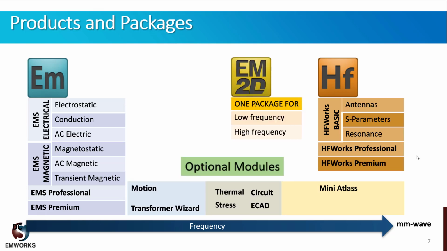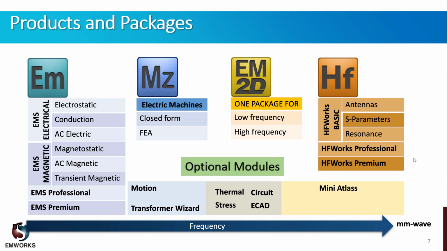HFWorks 2D is a 2D and axisymmetric electric and magnetic field modeling software for frequency ranging from DC to few hundred megahertz. It covers the same applications as EMS. Motor Wizard is a template-based motor design software. It offers analytical and finite element analysis for BLDC and permanent magnet motors. In addition to these solvers, we offer several multi-physics modules including motion, stress analysis, thermal analysis, electric circuits, and ECAD.